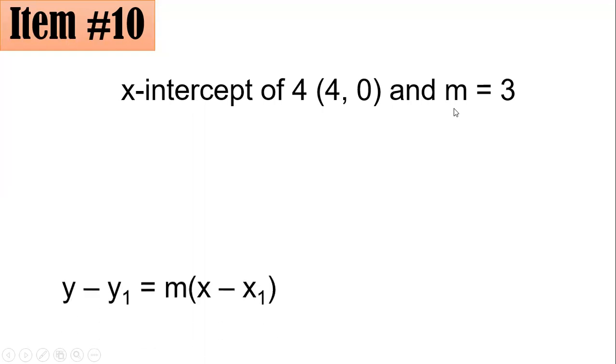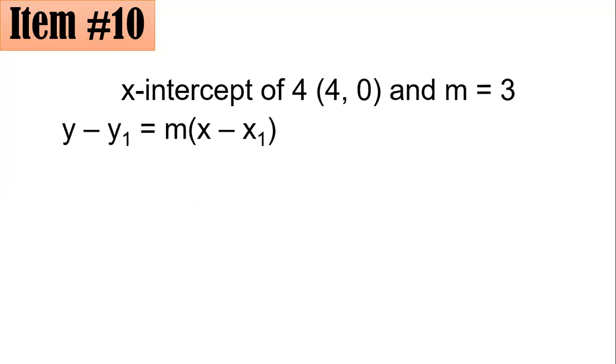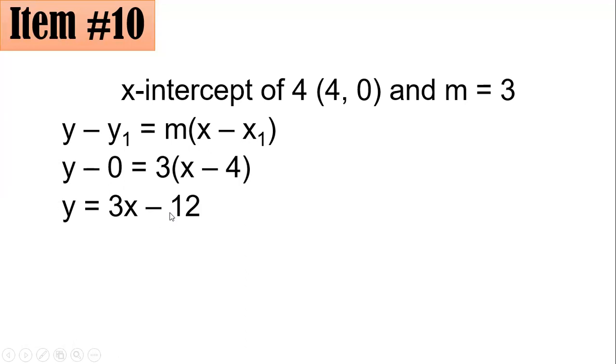We can now utilize again the point slope form. So 4 will be your x sub 1, 0 will be your y sub 1, and your slope is 3, so m is 3. Substitution, we have y minus 0 equals 3 times the quantity x minus 4. Y minus 0 is just y, and distributing the 3 with x minus 4, 3 times x will be 3x, and 3 times negative 4 will be negative 12. So we have y equals 3x minus 12.